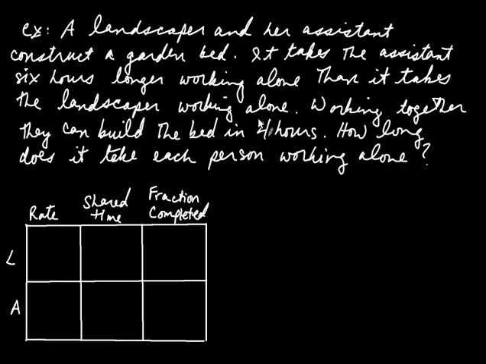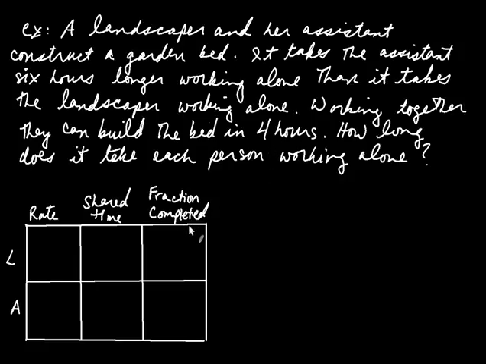Alright, so a landscaper and her assistant construct a garden bed. It takes the assistant 6 hours longer working alone than it takes the landscaper working alone. Working together, they can build the bed in 4 hours. How long does it take each person working alone? Okay, so I clearly see this as a shared work problem, right? Because I see that they have constructed this garden bed together.